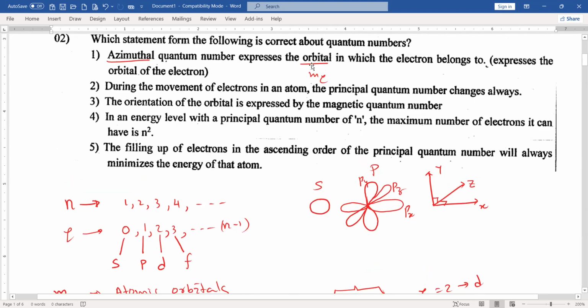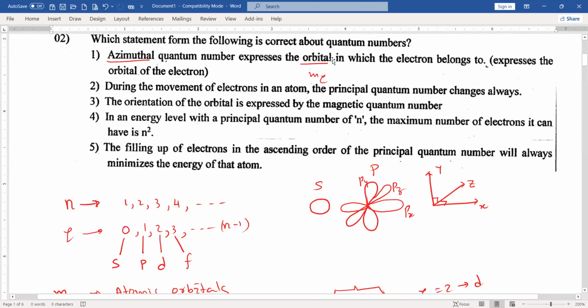Therefore, the first one is wrong because the azimuthal quantum number represents the sub-energy level, not the atomic orbital. Second one, during the movement of electron in an atom, the principal quantum number changes always. Never.